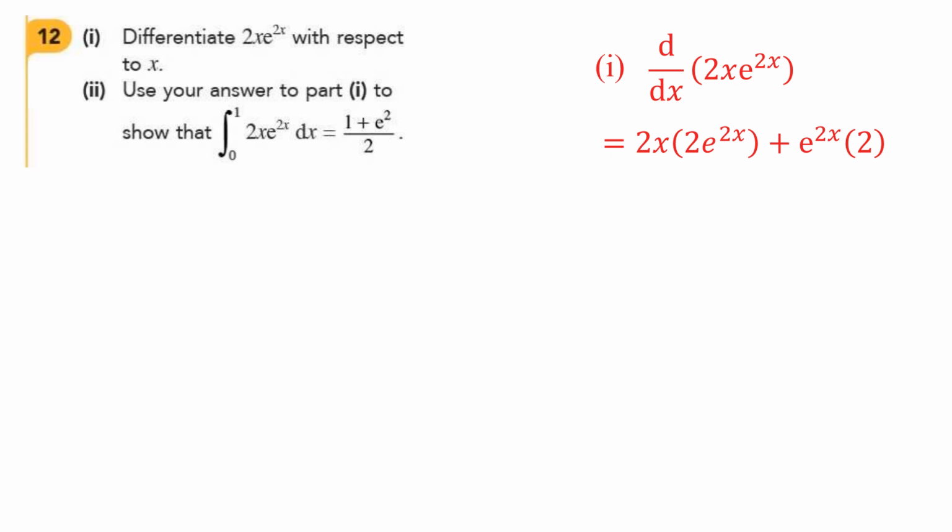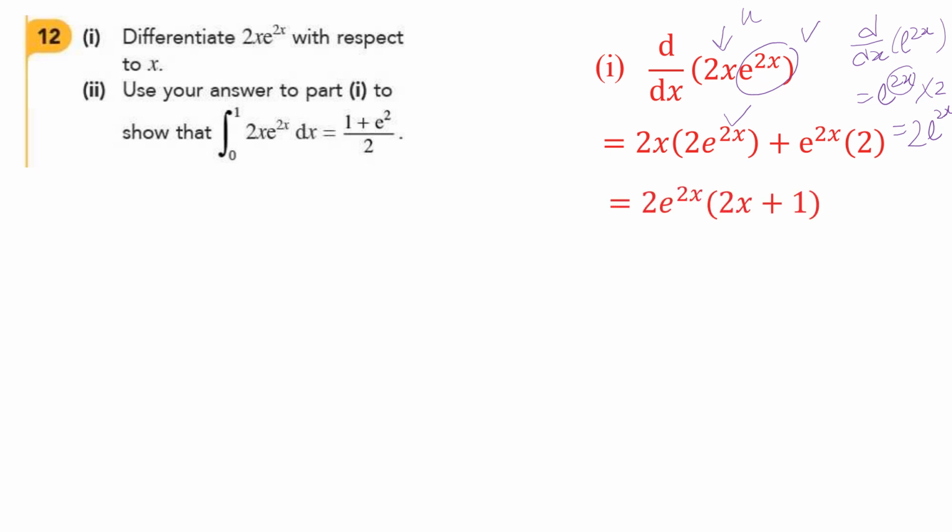So you're just going to let 2x be u and this be v. Right, so you have u dv over dx. So when you differentiate e to the power of 2x, you will get e to the power of 2x, then times differentiation of the power gives you 2. So you end up getting 2e to the power of 2x, which I explain here. And of course differentiate 2x, you get 2. So there's a common term there, which is 2e to the power of 2x. So that is part I.